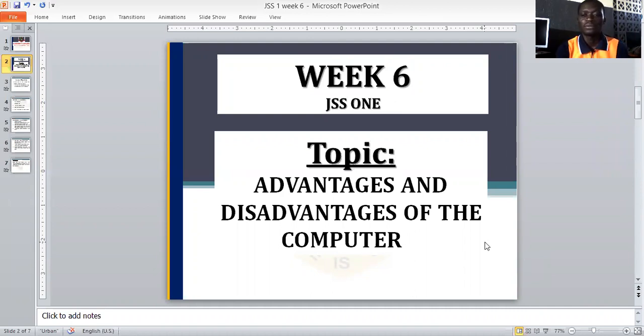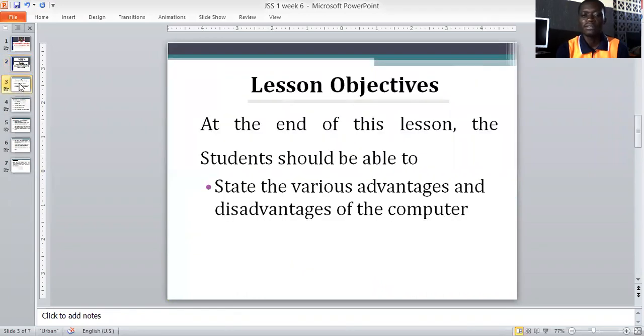Now, before we move to the topic fully, I would like us to consider our lesson objective for today. At the end of this lesson, the students should be able to state the various advantages and disadvantages of the computer. Now let's take it one step after the other.